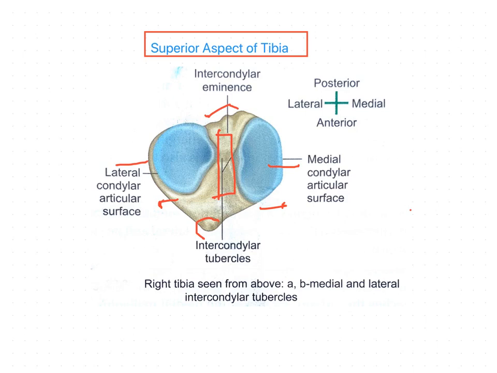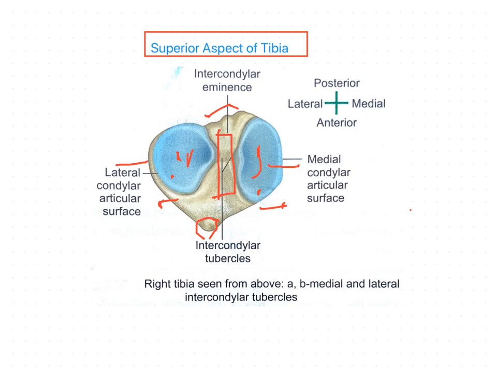Okay, so the upper surfaces of the medial and lateral condyles bear large slightly concave articular surfaces. So this blue color is the articular surfaces which articulate with the femoral condyles and take part in the formation of the knee joint. The medial articular surface is oval and is larger than the lateral condylar articular surface, and this lateral surface is somewhat rounded.